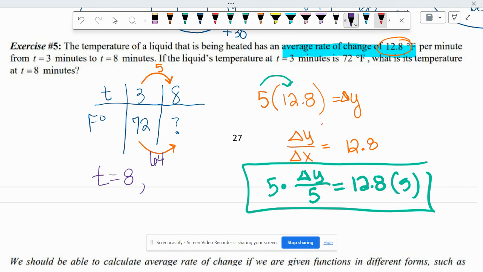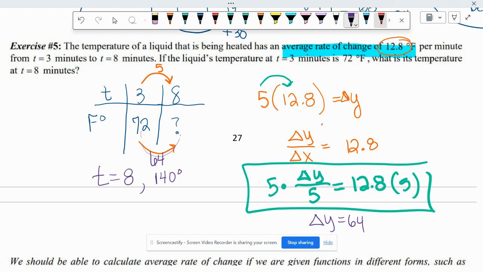So what is 72 plus 64? Because we just calculated the change in y. That's what this just told us. 140? Yeah, 140 degrees. So what we just calculated here was our change in y equals 64. So we have to end up adding that in, okay?